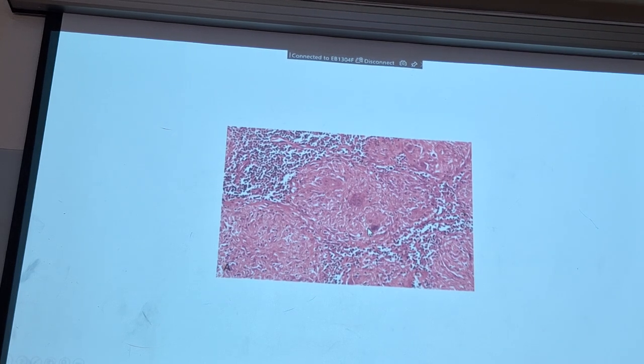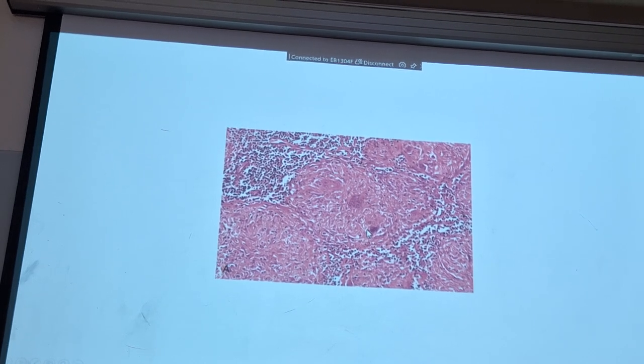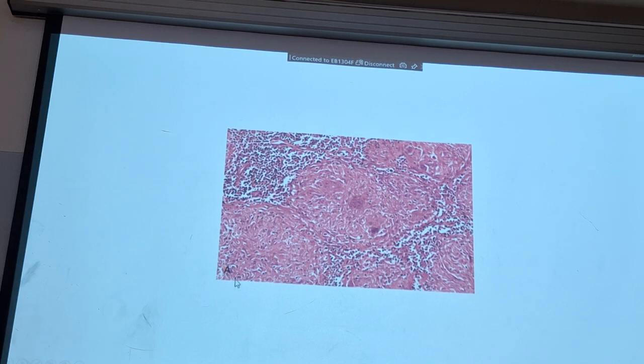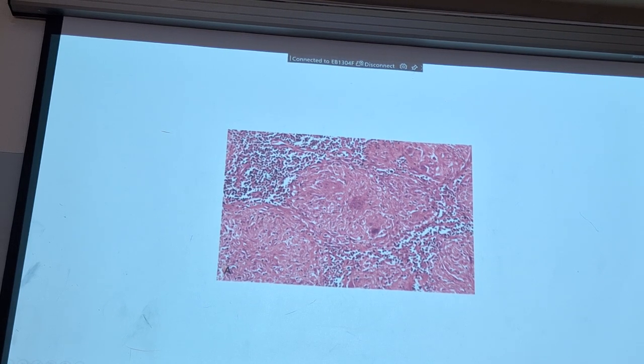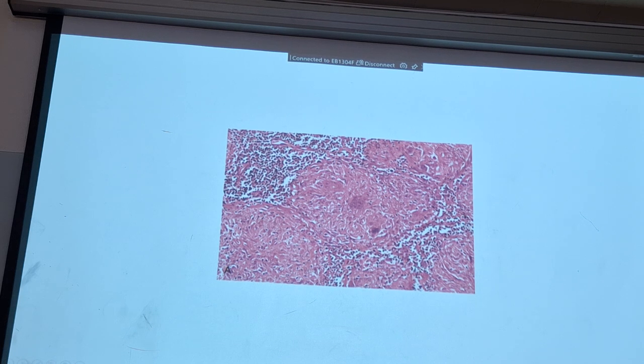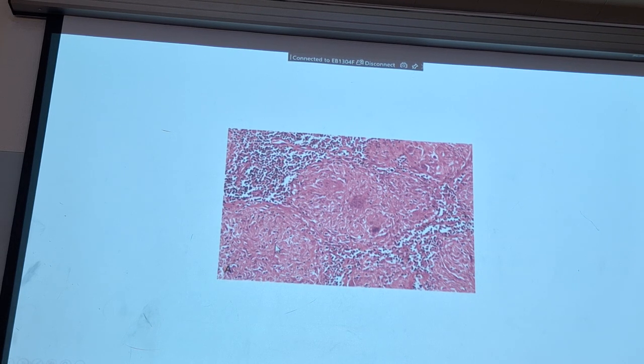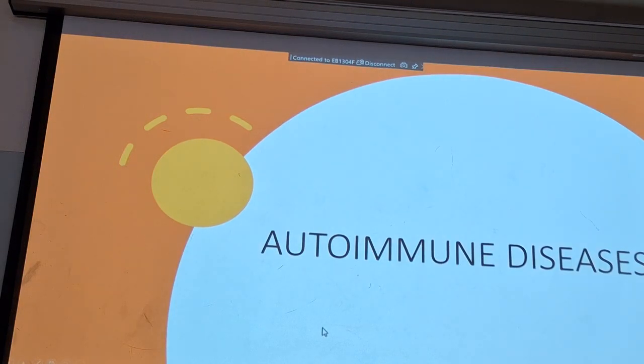And in the tissue, if you look under the microscope, this is granuloma. These are epithelioid histiocytes here. This is a multinucleated giant cell, and these are lymphocytes here. Under the microscope, we see something like that. These are epithelioid histiocytes, lymphocytes, and multinucleated giant cells.